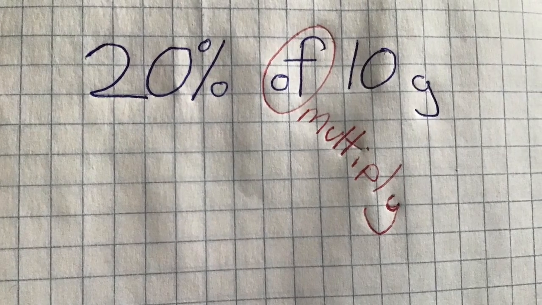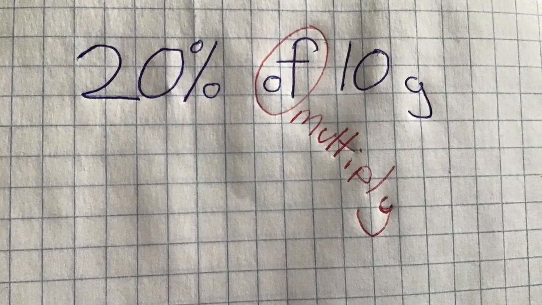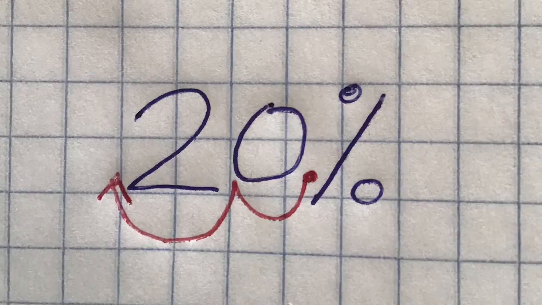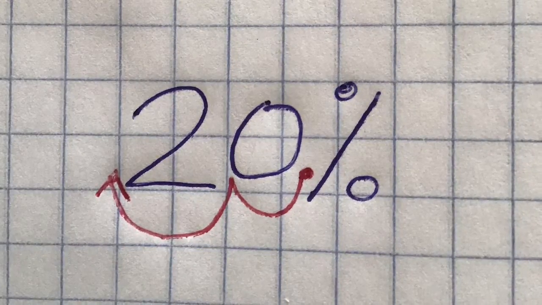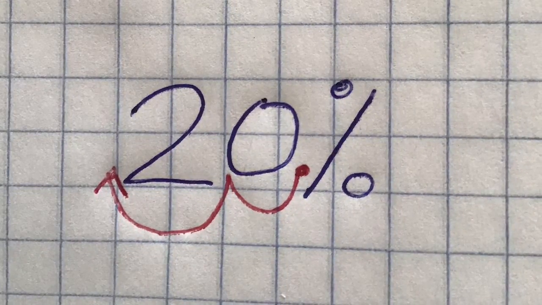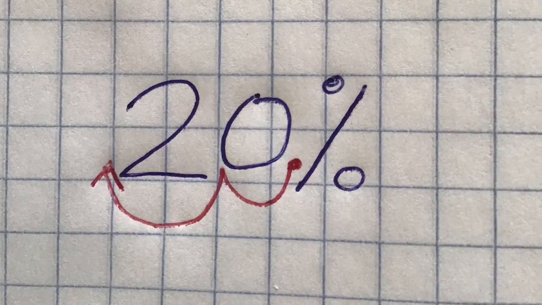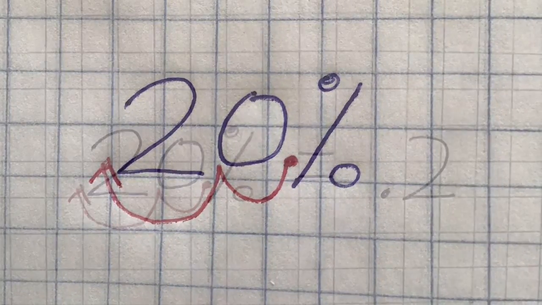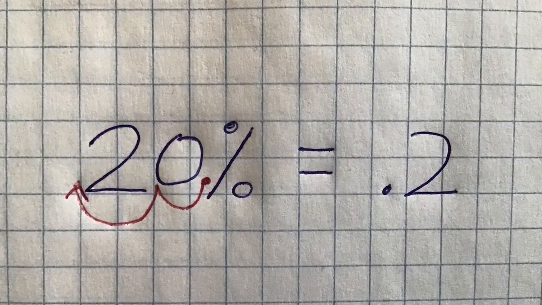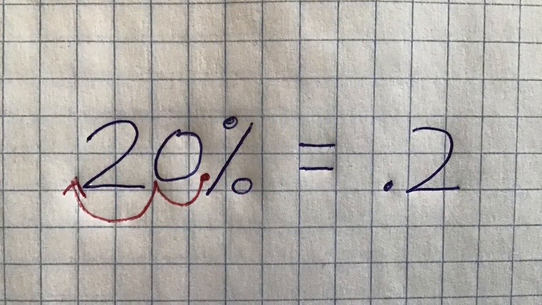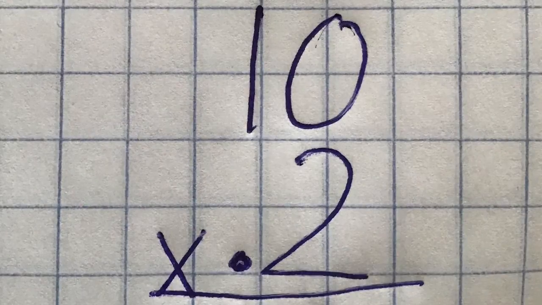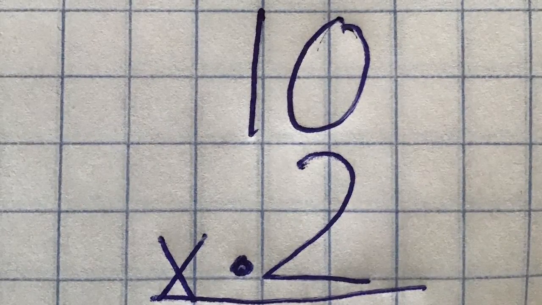The word of means we have to multiply. Before I can multiply by 20%, I need to turn 20% into a decimal. So I take the decimal point and I move it 2 places to the left. So 20% equals 0.2. Now I have 10 times 0.2.